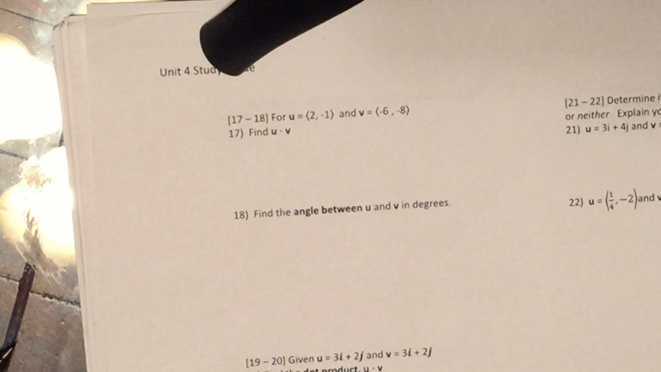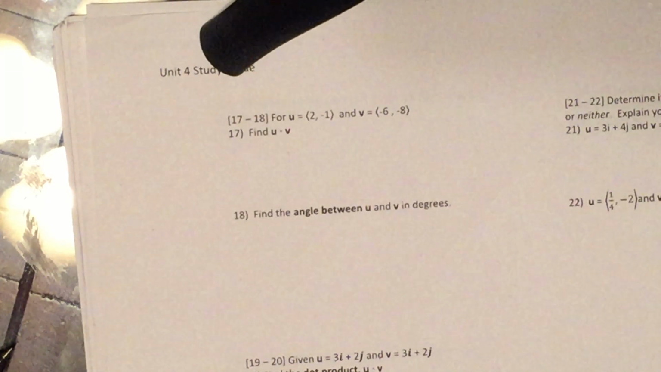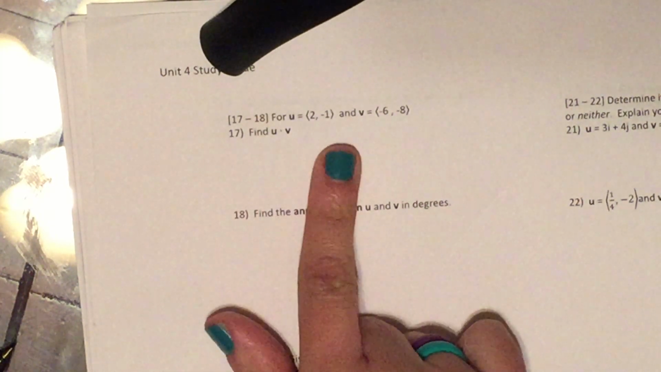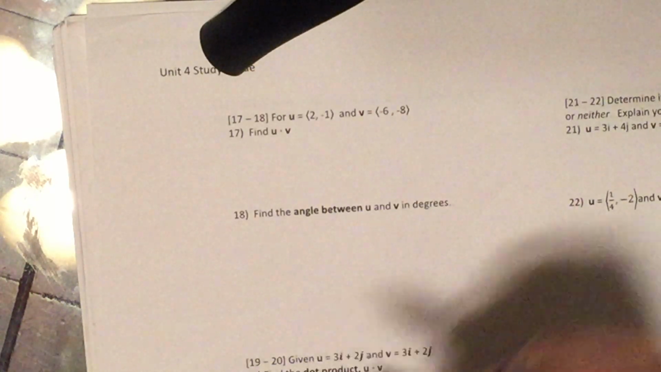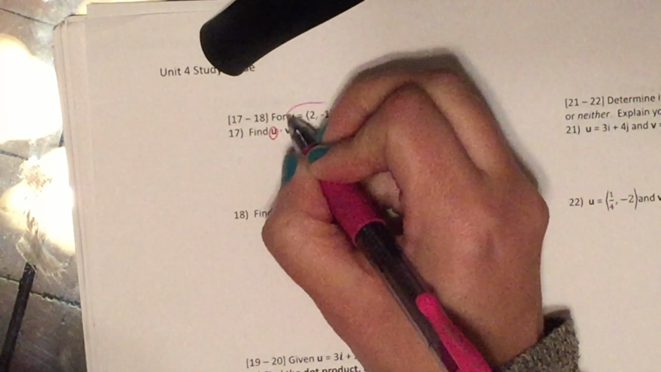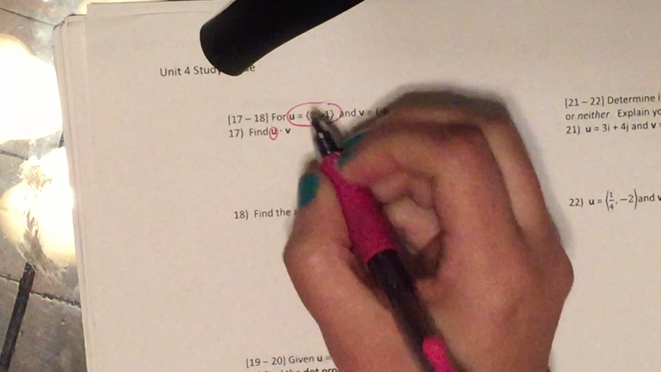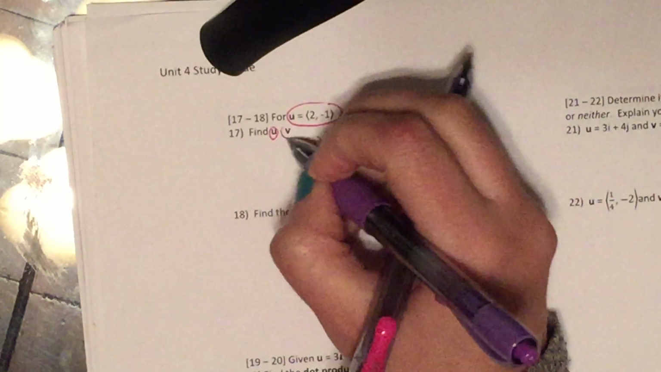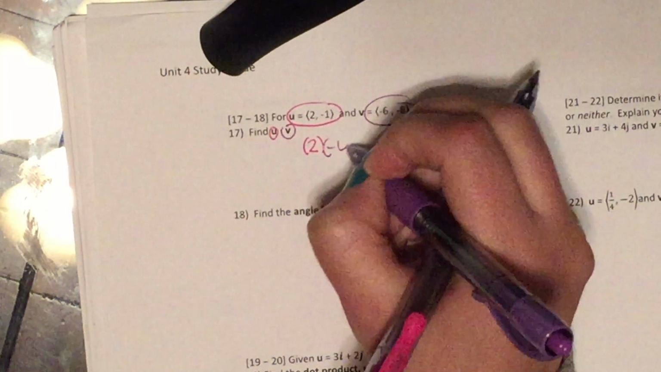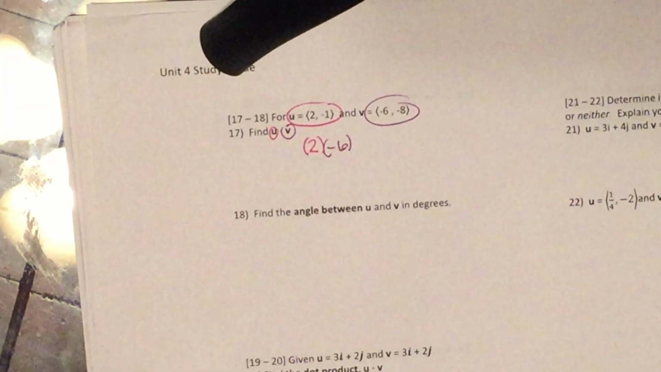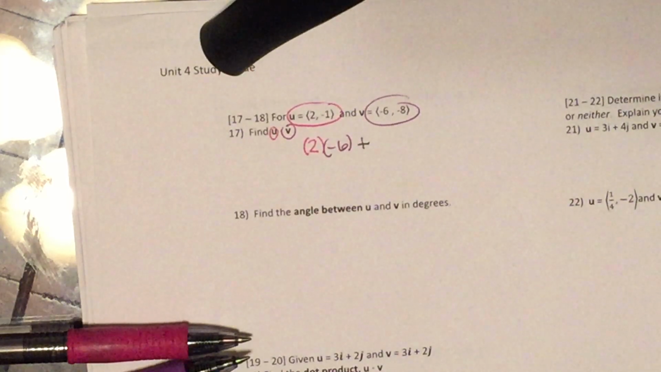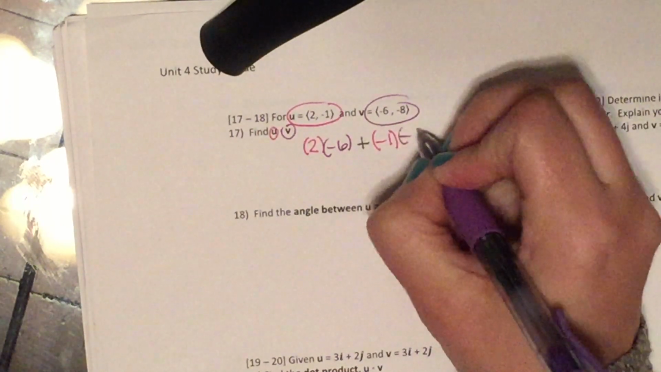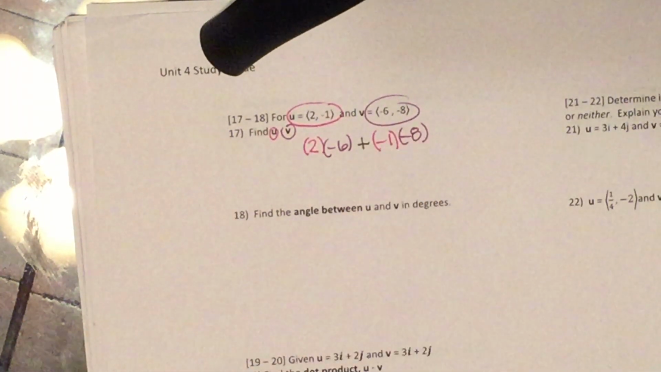Okay, so I'm continuing study guide number 17, and in this one we are going to find our dot product for u and v given these two vectors. So the dot product of u and v, you take each component from u. So I'm going to do the horizontal, and I multiply it with the horizontal component of v, which is -6. And then I'm going to add the product of the vertical components. So that's the -1 from u and the -8 from v.